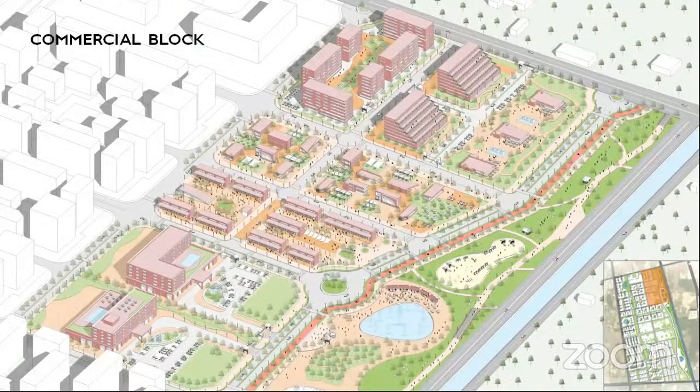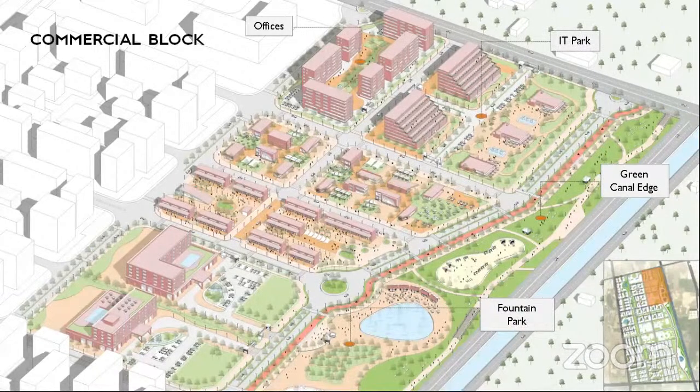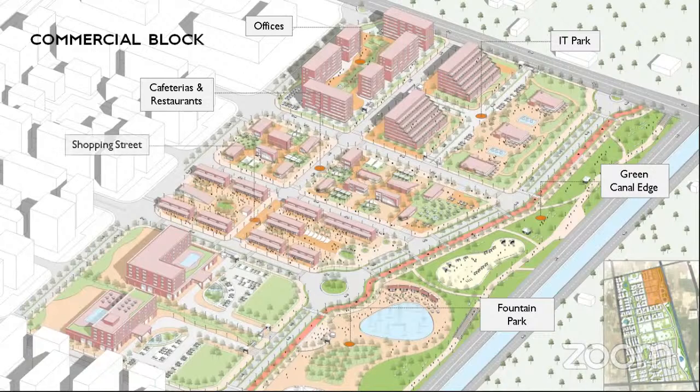So this is the zoomed in view of one of the commercial zones, which includes various activity generators, like green space and the canal running along with some food kiosks, and some commercial activities like IT parks and offices, cafeterias, a fountain park, and the shopping streets, which give people a more happening place here, which invites people to come here.